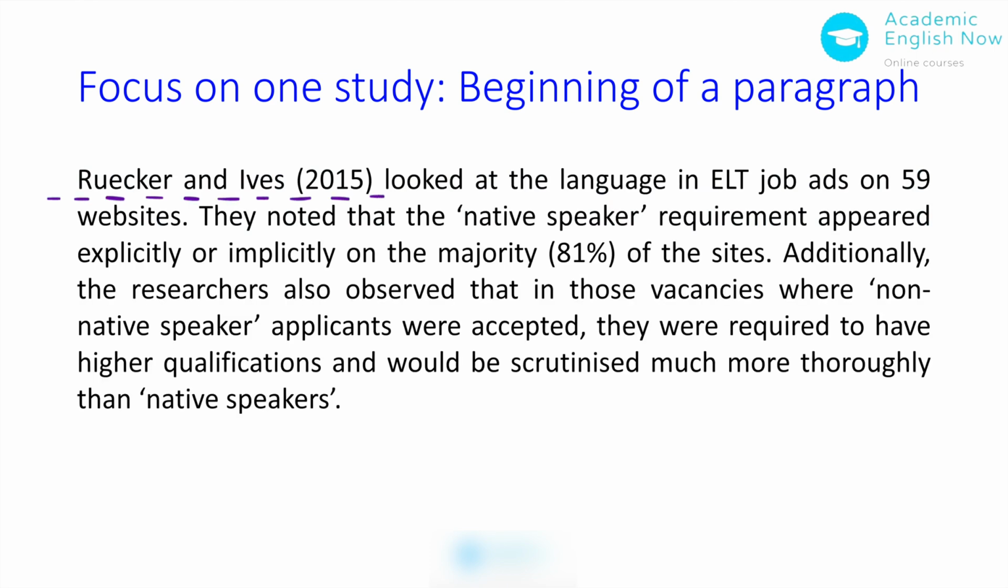So instead, what you want to do is start this paragraph with the reference. So like in here, Royker and Eves look at blah, blah, blah. Then we know that this is about this study, and then the second sentence says they. So that clearly refers back to the 2 researchers. And then the third sentence says, additionally, the researchers also. So it's very clear, because I started with the reference and then I have the pronoun they, and then in the third sentence I use the researchers, it's very clear that the following sentences refer to this specific study.